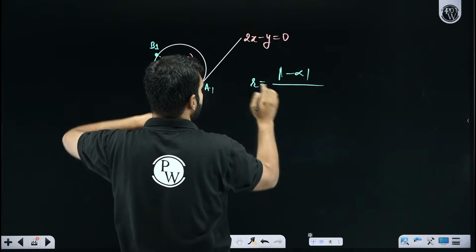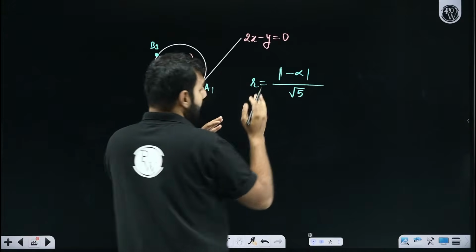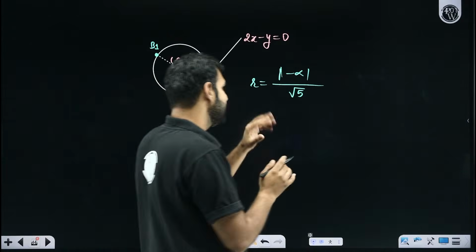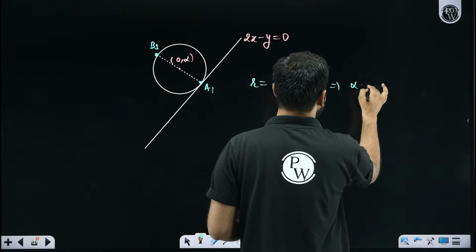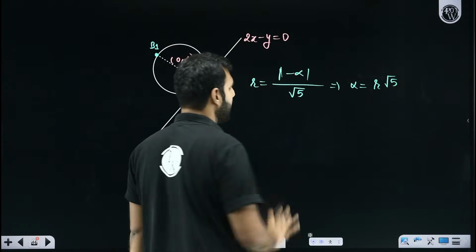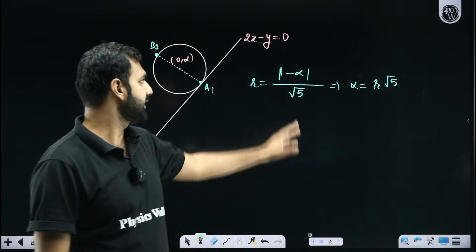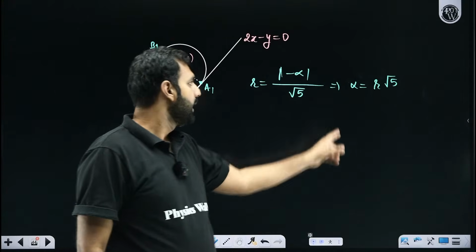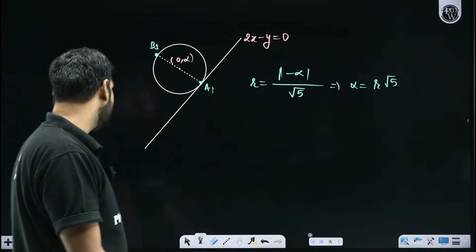So 2 square is 4, 4 plus 1 is 5, so this is root 5. Alpha we are told is positive, so mod of minus alpha will be alpha. So from here I can crack alpha is r times root 5, because alpha is positive, so I can directly remove this mod like this. So alpha is r root 5.